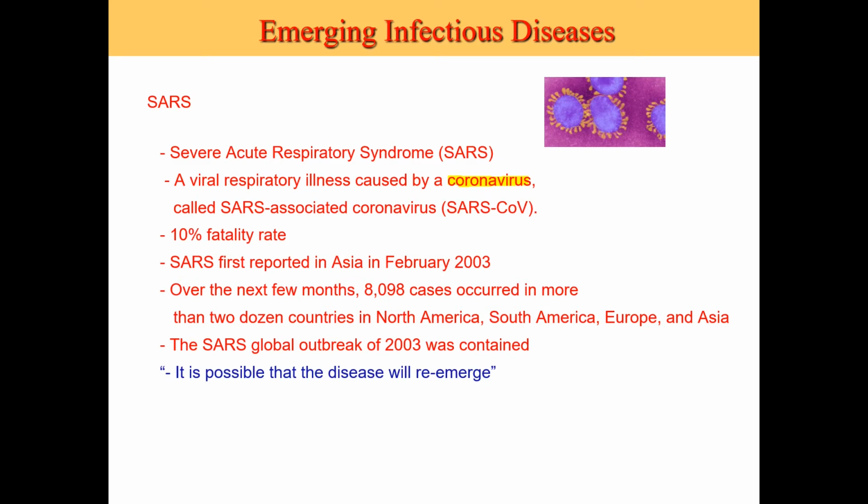But what emerged in the early part of this century, in 2003, in fact, was a disease which was named Severe Acute Respiratory Syndrome, or SARS. It was identified to have been caused by a virus called SARS-CoV. Okay, so that's SARS-associated coronavirus. You should know the name of the virus, SARS-CoV, and the disease, SARS, right?